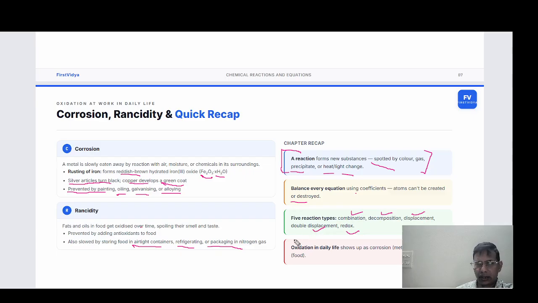Redox reaction. Oxidation in daily life, so corrosion and rancidity, these are all examples of oxidation that we see in day-to-day life.